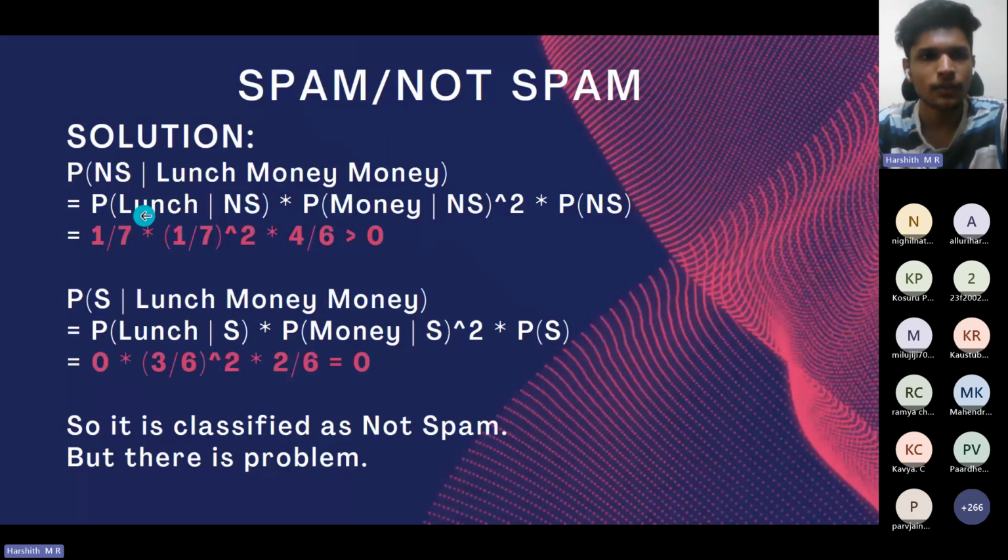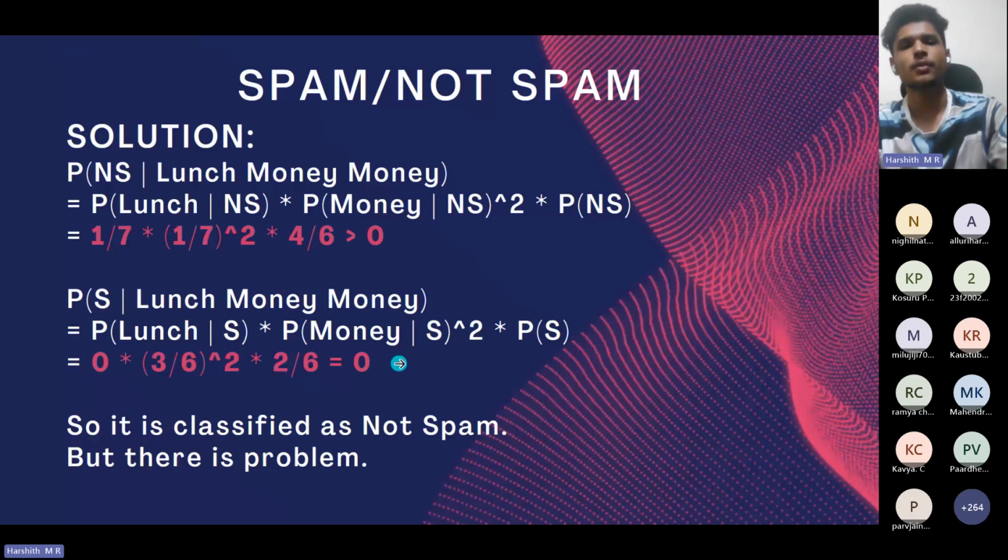So probability of lunch such that it's present in not spam was given in the Slido question as 1/7. For money, it's given as 1/7. You should note that it's been squared because money is present twice in the message. So when you multiply this, you'll get a number greater than 0. And for the spam case, when you do the multiplication, you would get it as 0 because probability of lunch present in spam is 0 as lunch was not present in the spam dataset. So this message is classified as not spam.